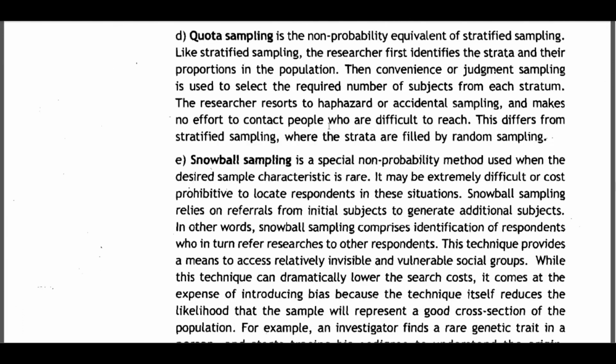D is quota sampling, the non-probability equivalent of stratified sampling. Like stratified sampling, the researcher first identifies the strata and then their proportions in the population. Then convenience or judgment sampling is used to select the required number of subjects from each stratum. The researcher resorts to haphazard or accidental sampling and makes no effort to contact people who are difficult to reach. This differs from stratified sampling, where the strata are filled by random sampling.